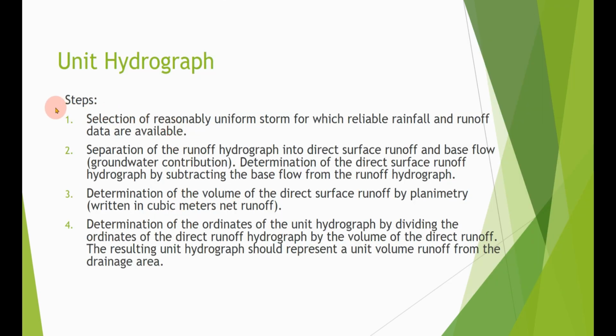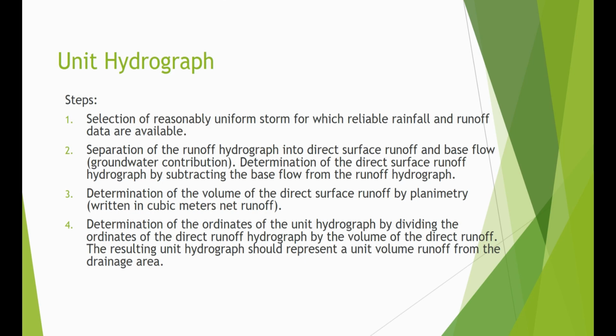First is to select a reasonably uniform storm for which reliable rainfall and runoff data are available. Second is to separate the runoff hydrograph into direct surface runoff and base flow. Third is the determination of the direct surface runoff hydrograph by subtracting the base flow from the runoff hydrograph, and the determination of the volume of the direct surface runoff by planimetry, written in cubic meters net runoff. Fourth is the determination of the ordinates of the unit hydrograph by dividing the ordinates of the direct runoff hydrograph by the volume of the direct runoff. The resulting unit hydrograph should represent a unit volume runoff from the drainage area.